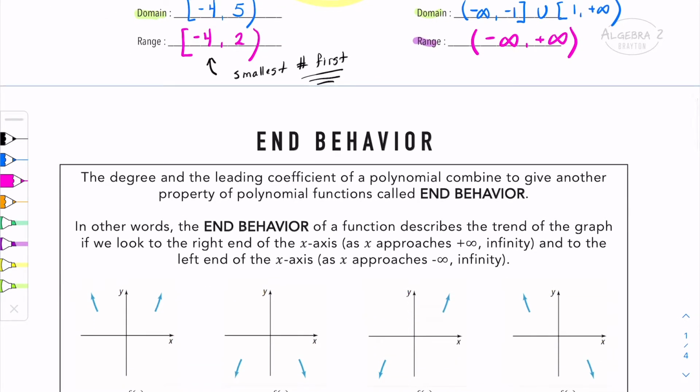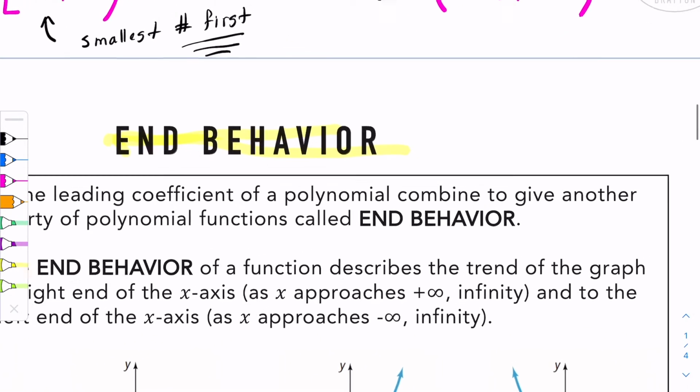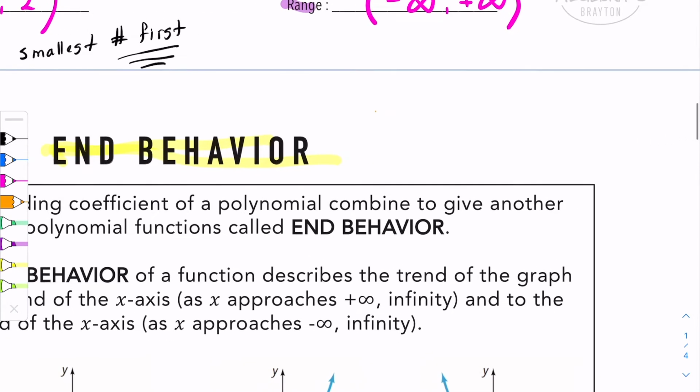Okay, end behavior. End behavior is exactly what it sounds like. So when you are using end behavior, you need to think of the end of the graph.